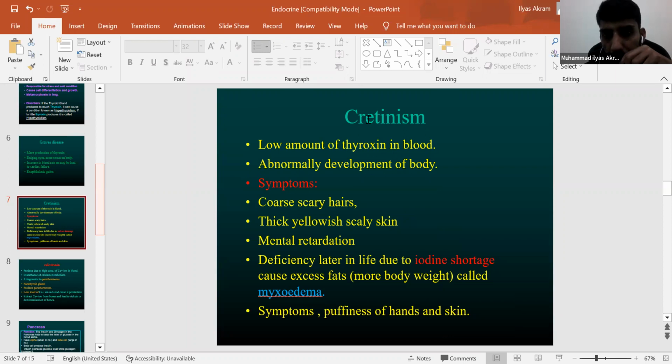Cretinism is due to low production in early life, in the state of childhood. While if a person grows properly and in later life gets a limited or low amount of iodine in the diet, that may cause a disease called myxoedema. Because when the person gets low iodine in the food, he gets excess fats on the body, and the body weight of the person increases. This state is called myxoedema. Symptoms of this are puffiness of hands and skin. In this state, the skin of the person is softer, and it can be touched and seen.